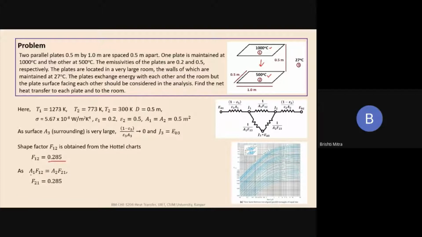And you know that A1F12 is equal to A2F21 from the reciprocity rule. And since A1 and A2, the areas of the 2 plates, are identical, F21 is the same as F12. That is 0.285.